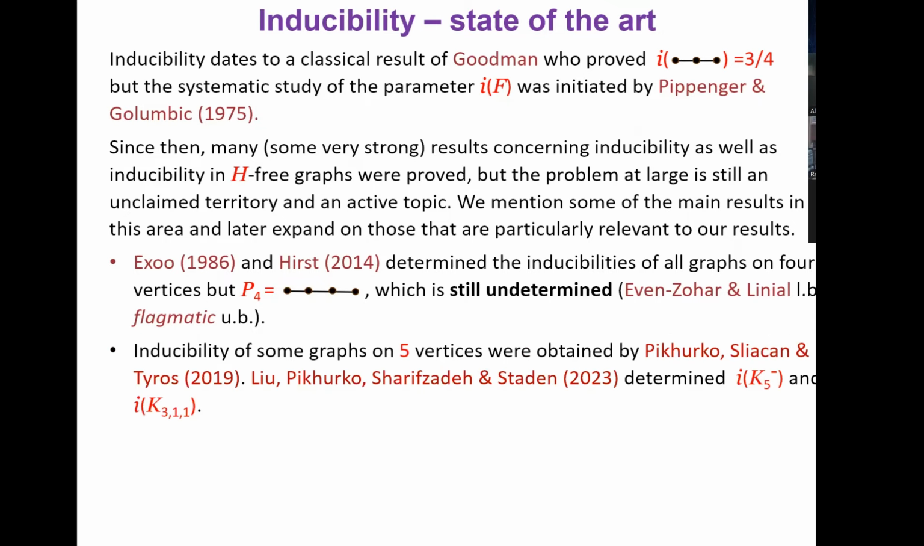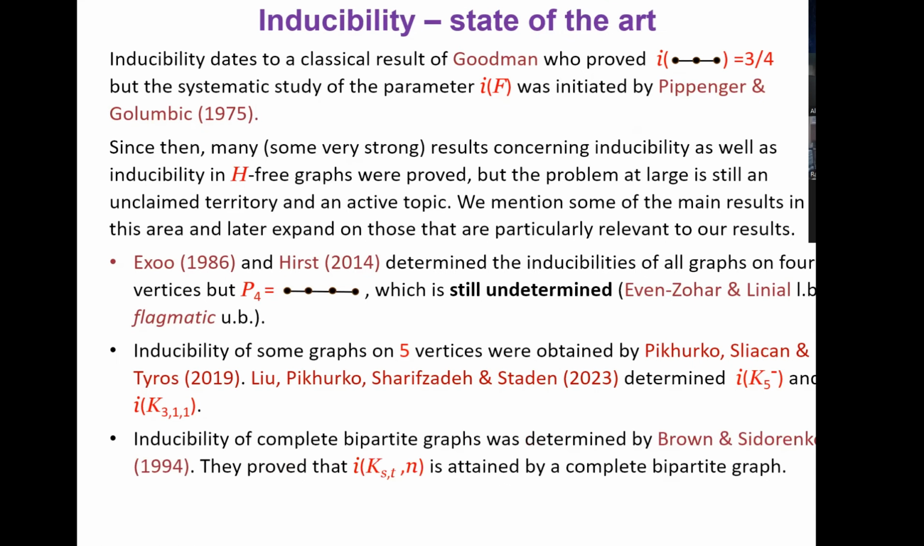So, okay, what about the inducibility of 5 vertex graphs? Again, I'm not going to talk about 5, 6, etc., but of course there are more graphs on 5 vertices, and as you can see from the fact that the results are quite recent, determining these inducibilities is not so easy. Only in 2023, the inducibility of K5 minus, namely a clique on 5 vertices missing 1 edge, was determined. And similarly, K311, this complete 3-partite graph.